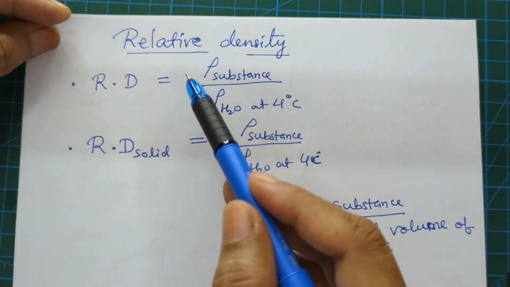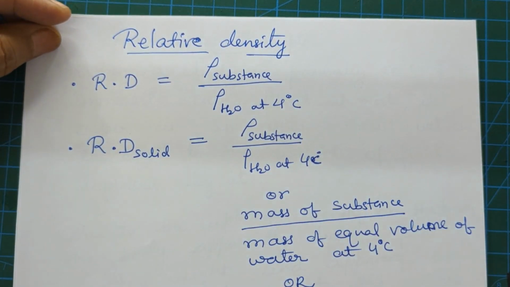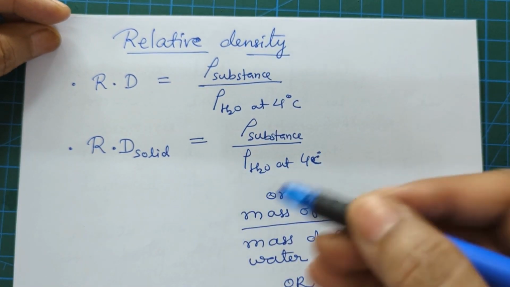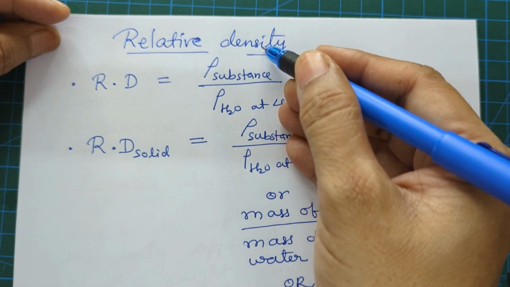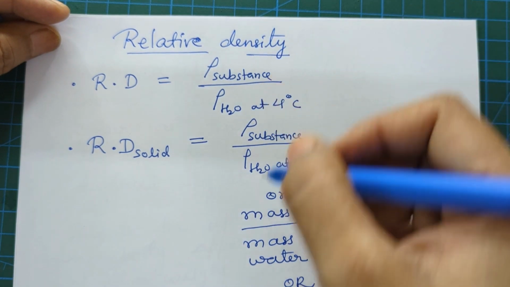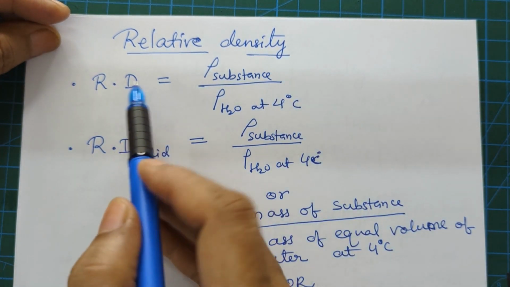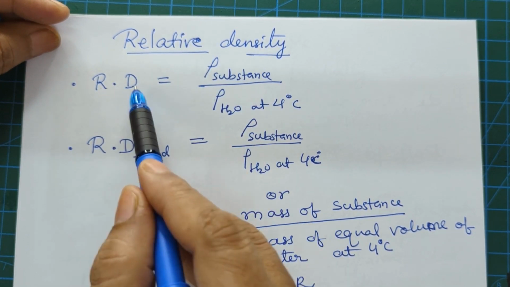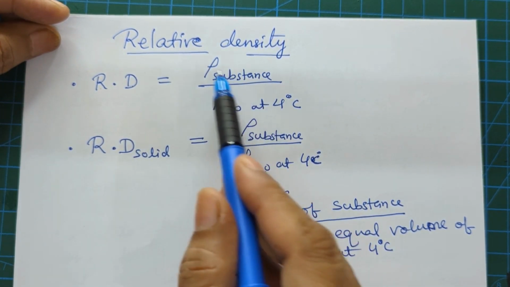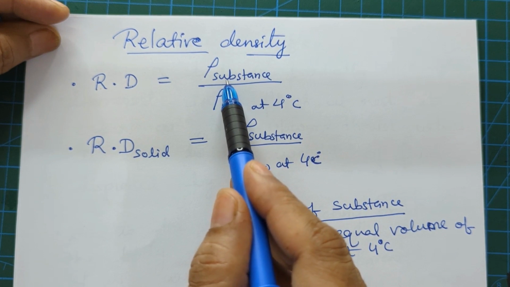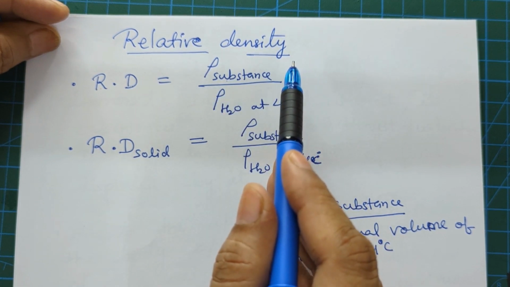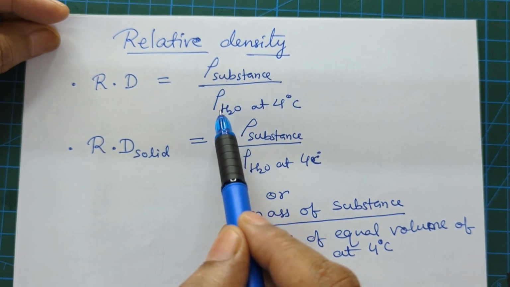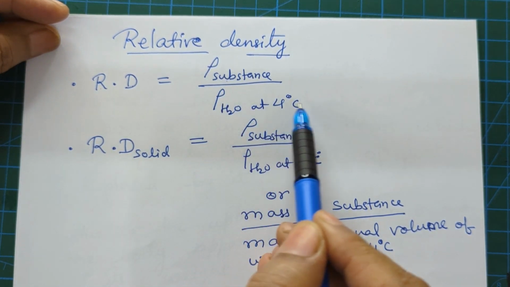Now the last but one topic of the theory part of the gravitation chapter is relative density. Relative means what? It is with respect to something. So density of an object with respect to something, and here that something is water. How to define relative density? R.D., relative density, is the ratio of density of a substance, which can be anything, solid, liquid, gas, to the density of water at 4 degrees Celsius.